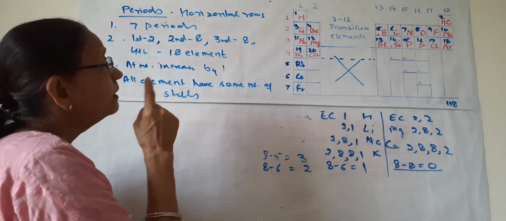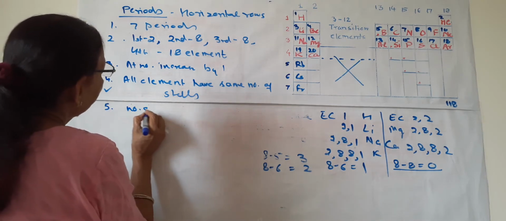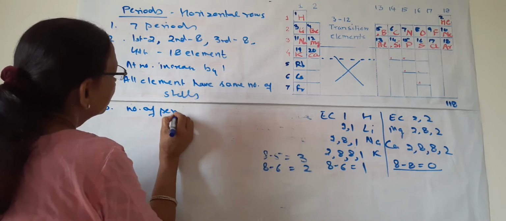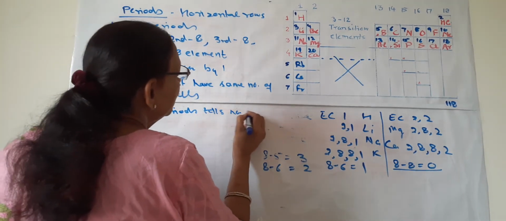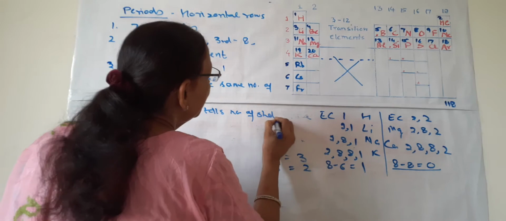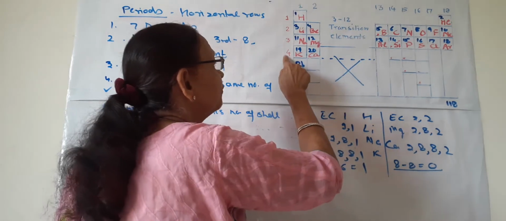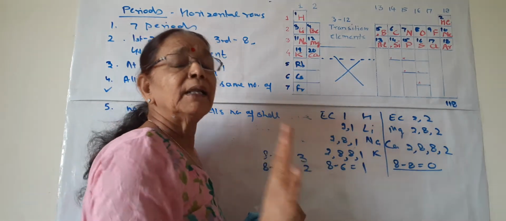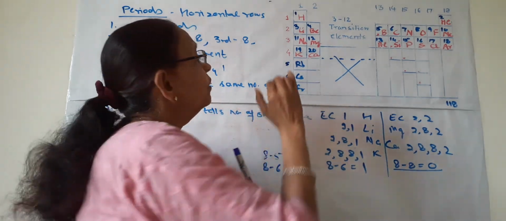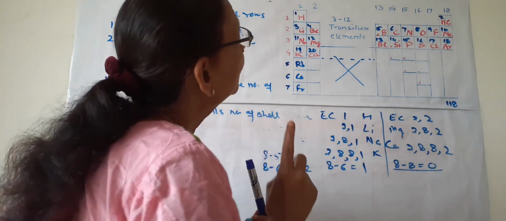The fifth point is that the number of the period tells the number of shells. What does it mean? If it is the second period, there will be 2 shells. If it is the fourth period, there will be 4 shells. If it is the seventh period, there will be 7 shells. So the number of the period is equal to the number of shells.